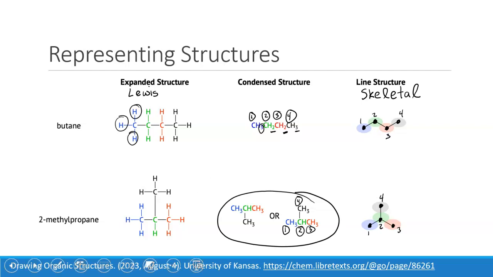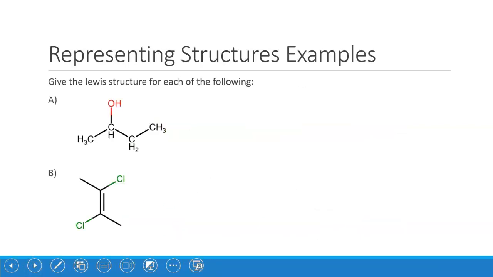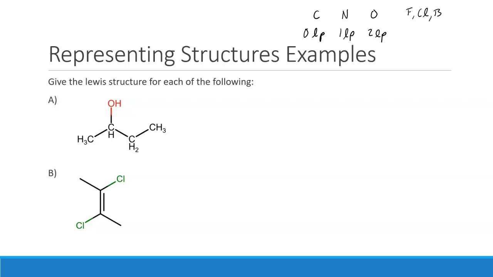Okay, so let's practice several examples of how to convert between these types of structures. The first one asks us to draw the Lewis structure given the formulas shown below. Now, it will help to remember how many lone pairs that you have for each type of atom. Remember that carbon had 0 lone pairs, nitrogen had 1 lone pair. Oxygen has 2 lone pairs typically. And fluorine, chlorine, and bromine all have 3 lone pairs.